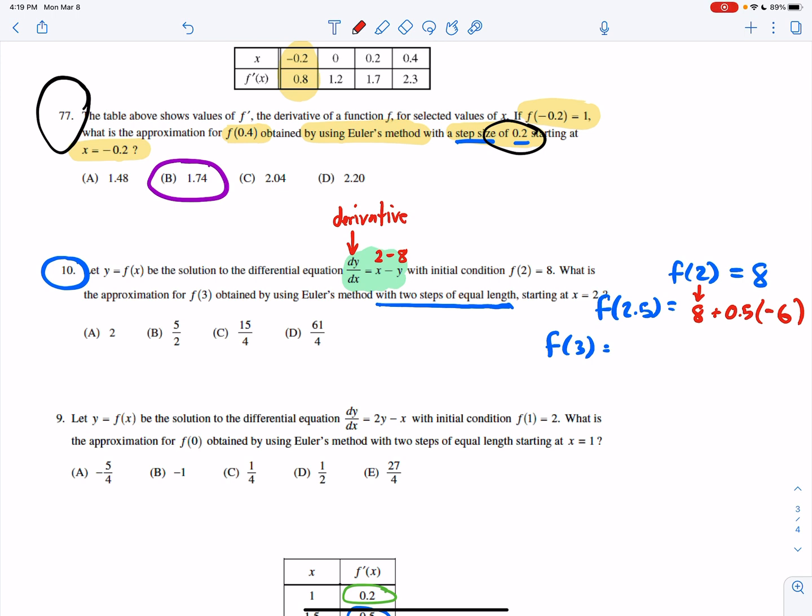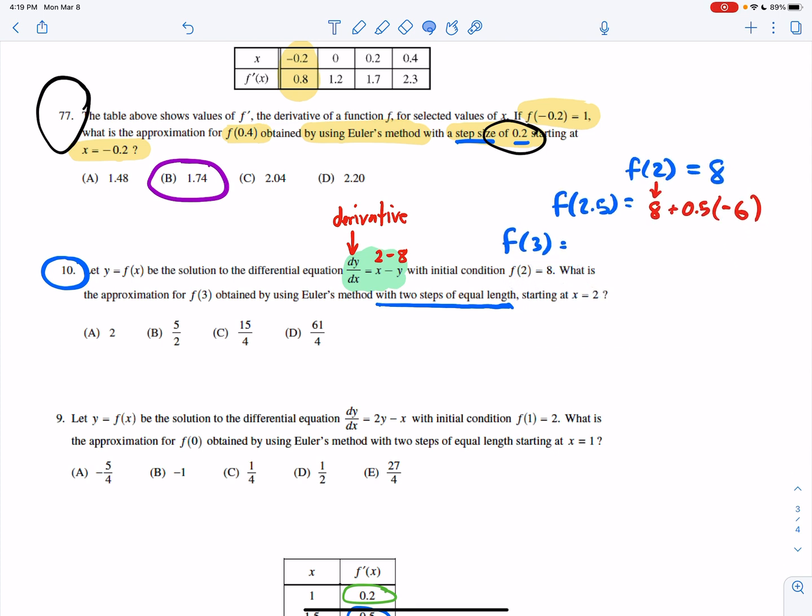Okay, let me scoot this over because I think I need more space. Right there, that should be enough space. Equals, so this should come out to what, 0.5, half of -6 is -3, plus the 8 is 5. Remember that this is not a calculator active question, so try not to use it, okay?